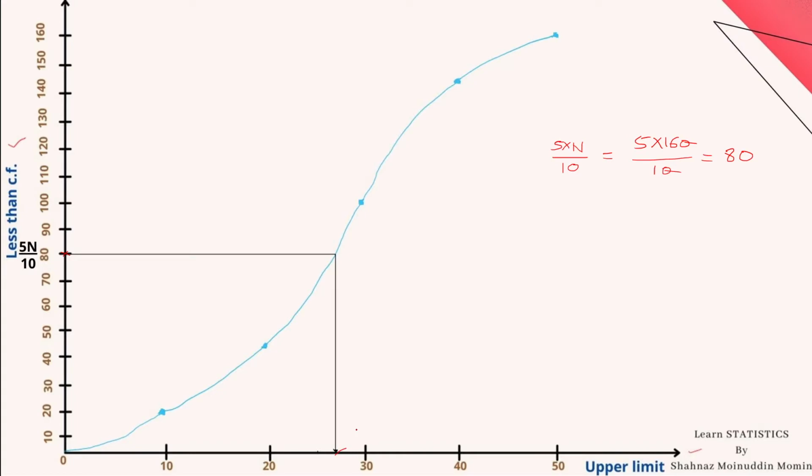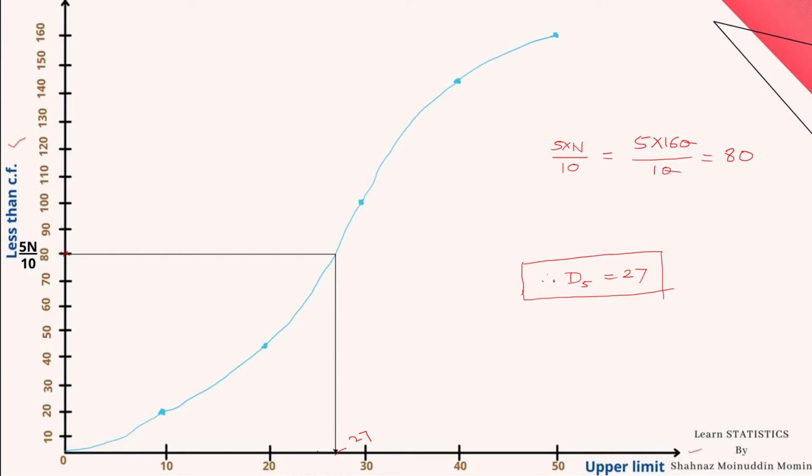case it is 27. Therefore, the value of fifth decile D5 is 27. In this way, we obtained the value of any decile by using the less than ogive curve.